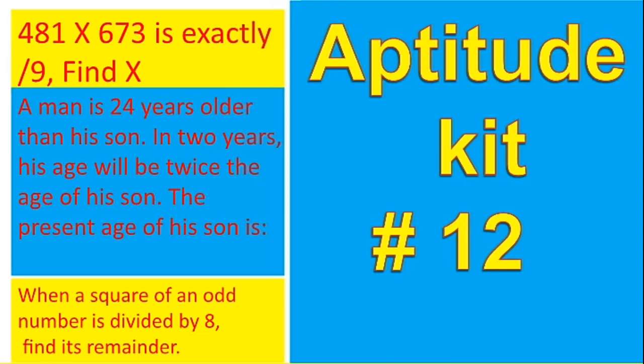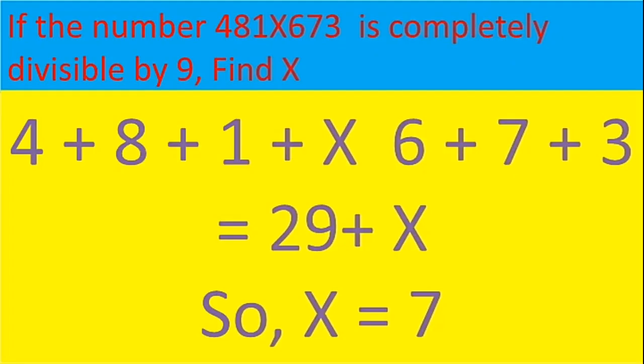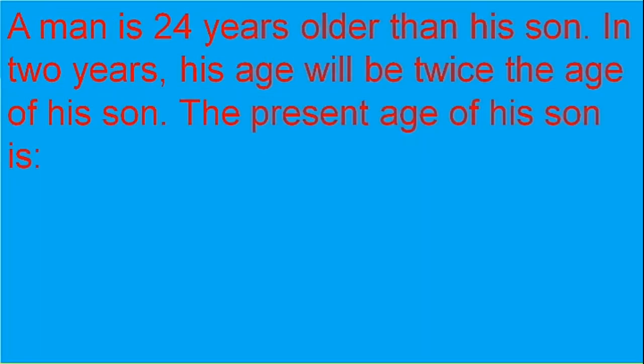Okay, let us do the first question first. 481x673 is completely divisible by 9. So add all the numbers, because the sum of the digits must be divisible by 9. Once you add all the numbers, 29 is coming, 29 plus x. So 29 plus the smallest number 7, when you add it, will become 36. So the answer is 7. Okay, this is the simple way, because to test divisibility by 9, sum all the digits. Let us go to the second question.